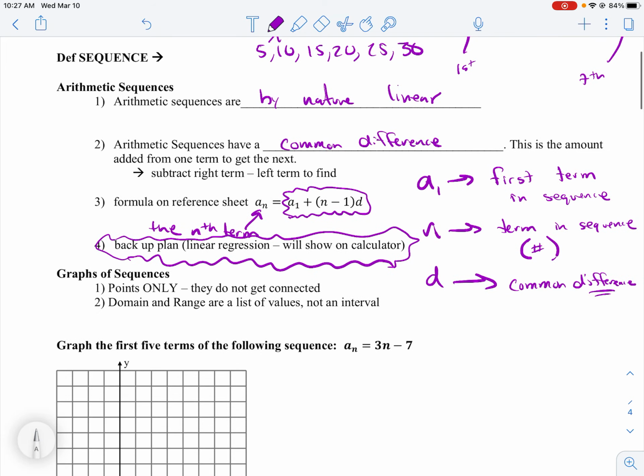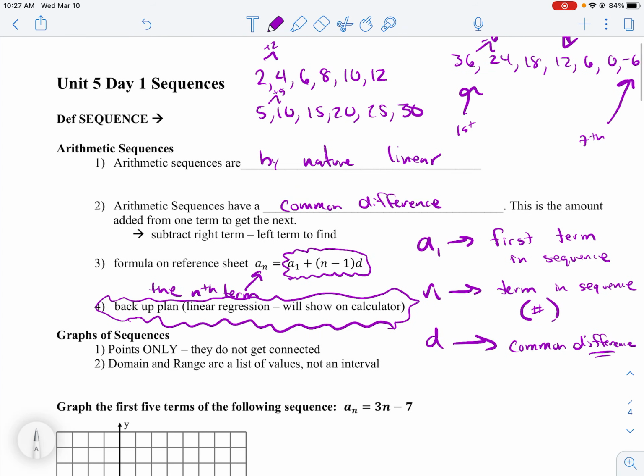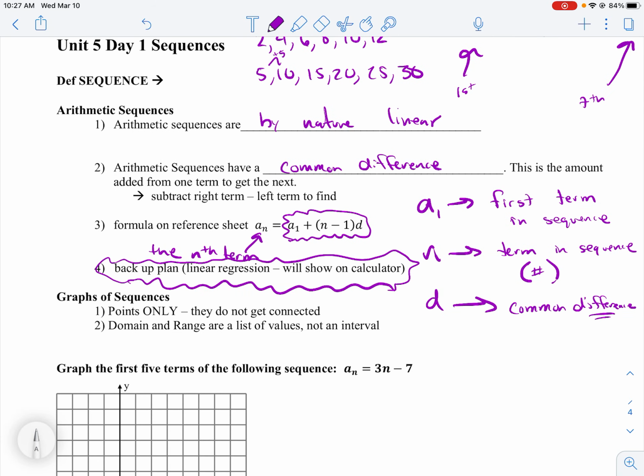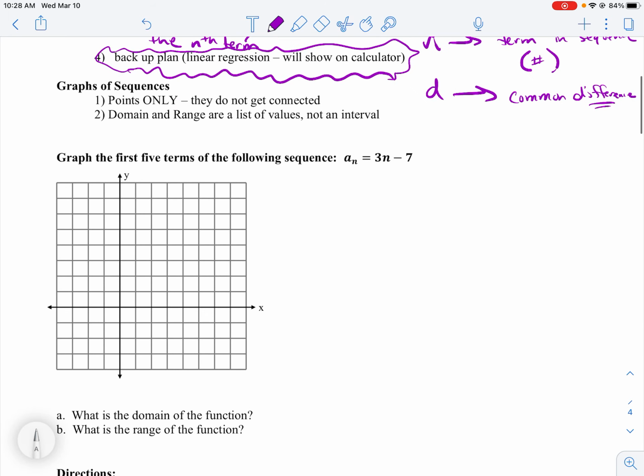But sometimes the question doesn't ask you to find it algebraically or using your calculator. It just says find the sequence. So I think it's important to know how to do both, all right? When we're graphing these guys, we want to use points only. That means we are not connecting the graphs, so keep that in mind. I know it's such a habit to connect the graphs, but we're not going to be doing that.